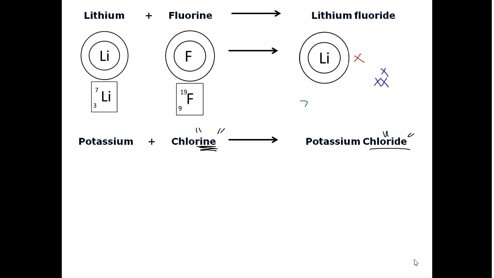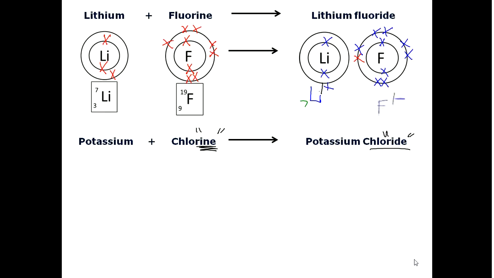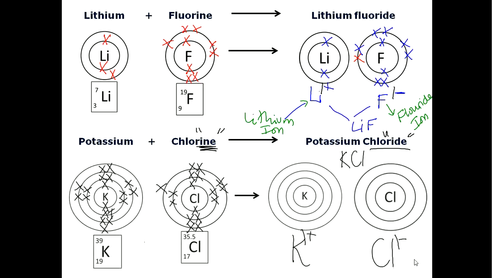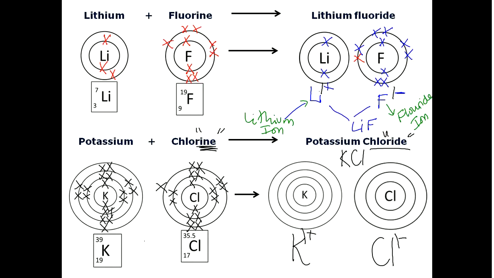Now let's go over another question. Here lithium reacts with fluorine to form lithium fluoride. Lithium has 1 electron in its outermost shell. Fluorine has 7 electrons in its outermost shell. So now we form Li+ ion and F- ion, which is lithium ion and fluoride ion combined together to form lithium fluoride. Another question is potassium and chlorine react together to form potassium chloride.